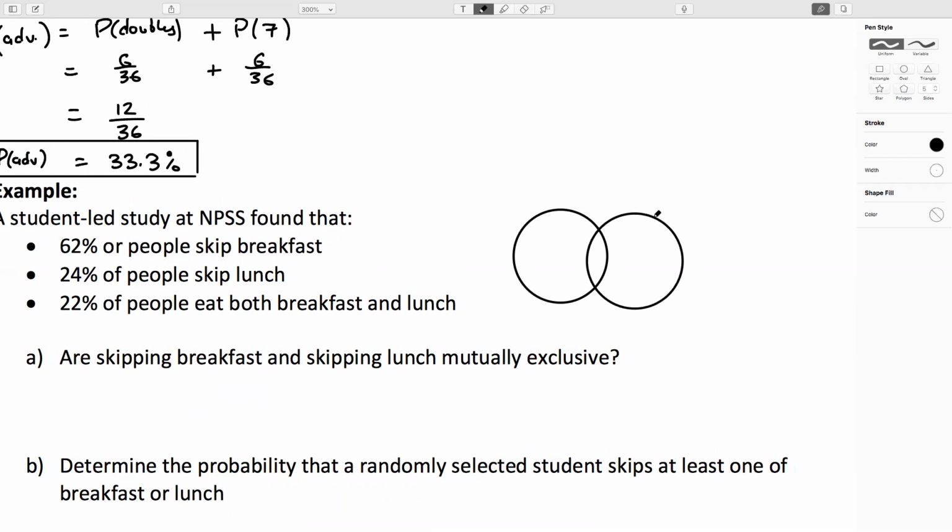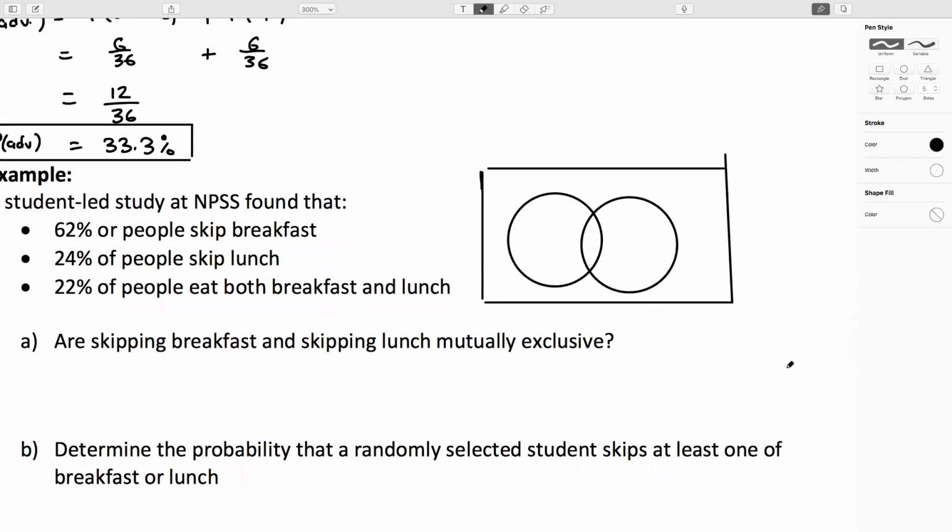But in addition to the circles, I'm going to put a box around everything. And there's a reason for that. This box is going to be what we call the complement. The box are the things that don't fall into the Venn diagrams. Okay. This is kind of turned into an ugly picture, but that's fine. All right, so I'm going to call this set A, and A is going to be the people who skip breakfast, okay? This whole circle has to be 62%.